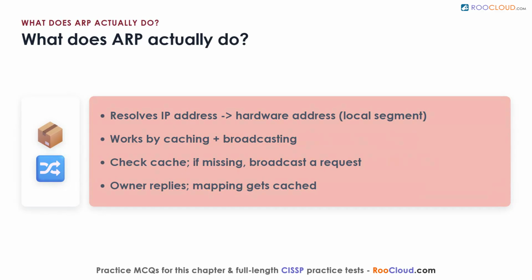So, what does this protocol actually do? It bridges logical and physical addressing. It resolves an IP address into the hardware address that traffic on a local segment actually uses to reach a machine. It works by caching and broadcasting. A device first checks its local cache for the mapping. If it is missing, the device broadcasts a request, and the owner of that address answers with its hardware address, which then gets cached. Think of shouting a name across a room and letting the right person raise their hand so you know where to hand the note.